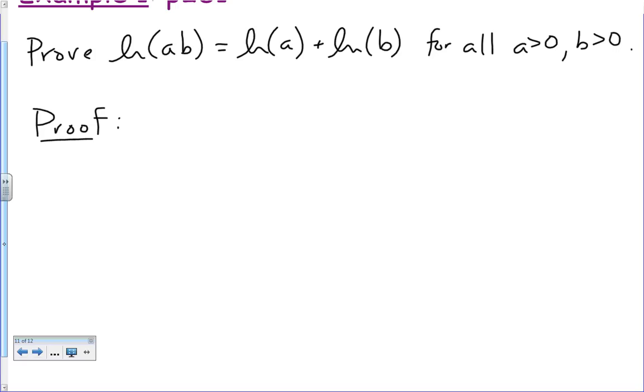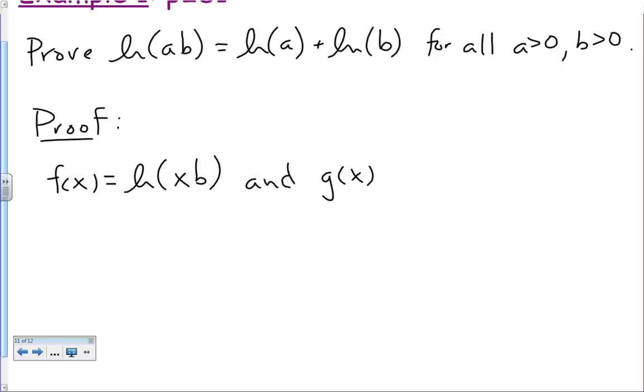So we're going to say that f of x is the left side of this equation. So f of x is going to be the ln of x times b, where b again is a constant here. x is our variable. And we're going to let g of x be the right side. So we'll have the ln of x plus the ln of b. All right, so we've defined our two functions, f of x and g of x.